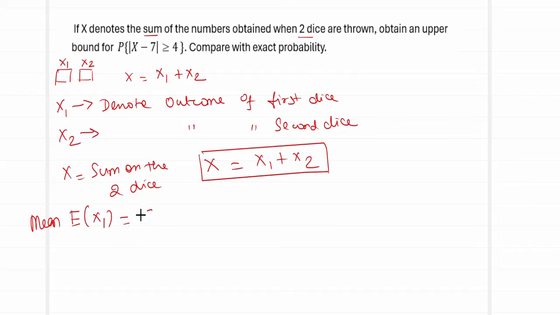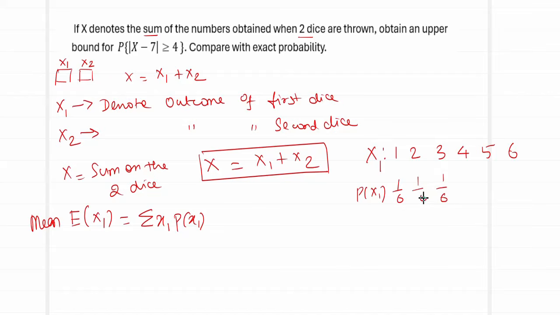It is nothing but summation of X1 into probability of X1. What is X1? The outcome on the first die. So what values does X1 take? 1, 2, 3, 4, 5, 6, the numbers on a die. And what can we say about the probability of X1? Each of the numbers is equally likely to roll, hence their probabilities are 1 by 6 for each of these numbers.